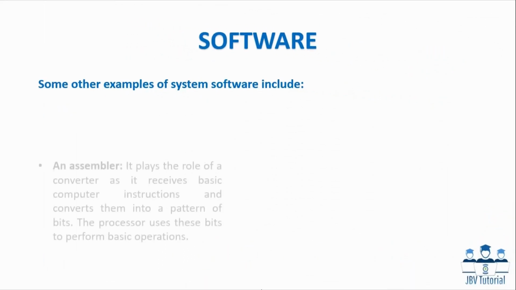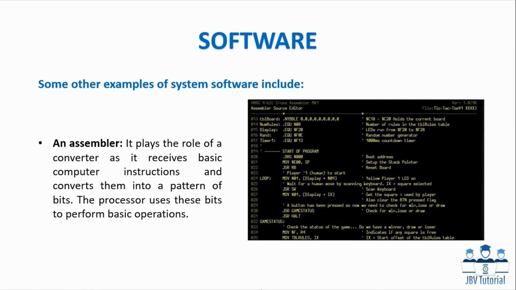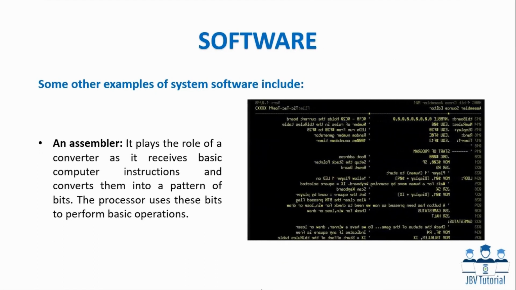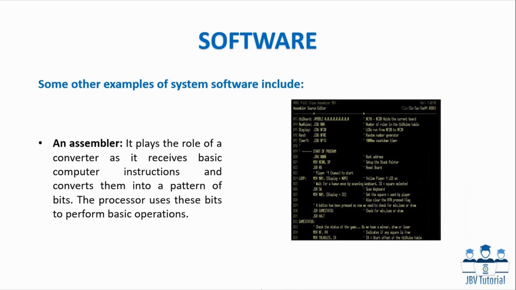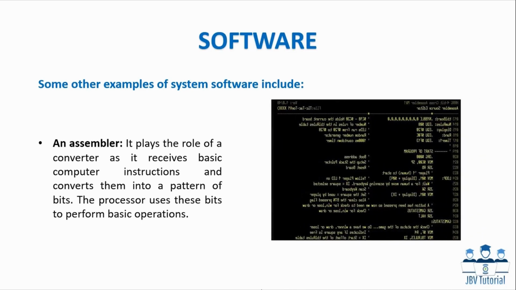An assembler plays the role of a converter as it receives basic computer instructions and converts them into a pattern of bits. The processor uses these bits to perform basic operations.